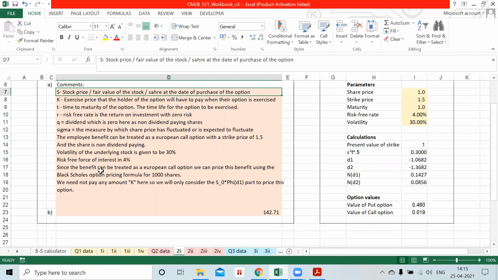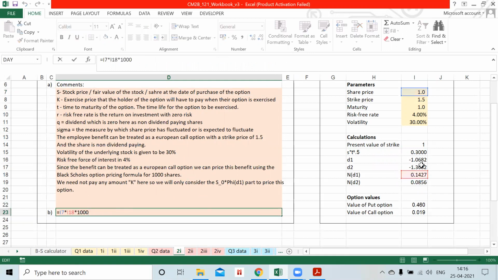Okay, we do not need to pay any amount K. So over here, there's no strike price. So we'll only consider S0 × Φ(d1) to price this option. Okay, there's no other thing. There's only S0 × Φ(d1). We're not paying out anything else. So S0 × Φ(d1), if I calculate, based on S0 being 1, Φ(d1) is 0.1427. For 1,000 shares, it is 142.71.